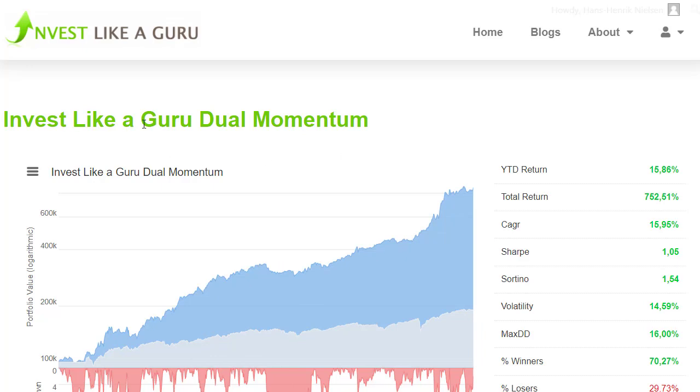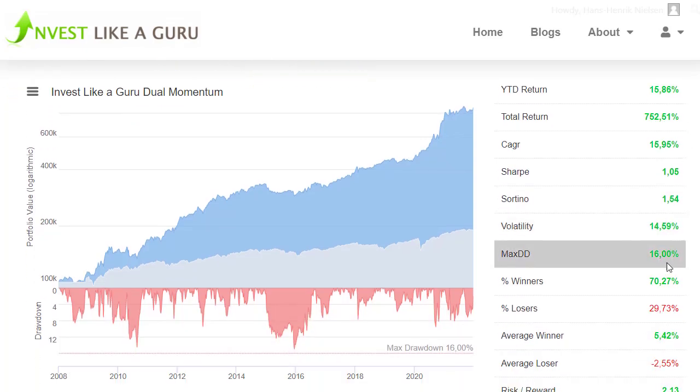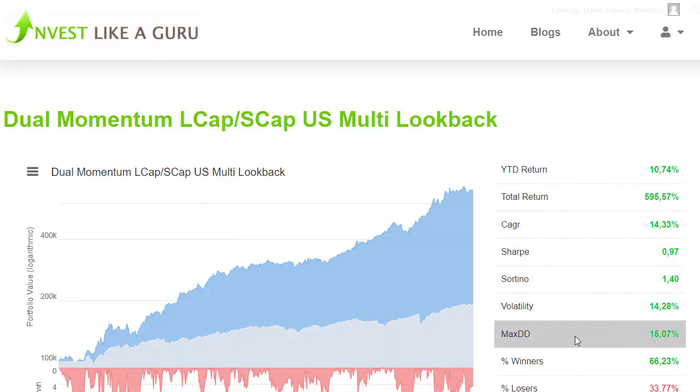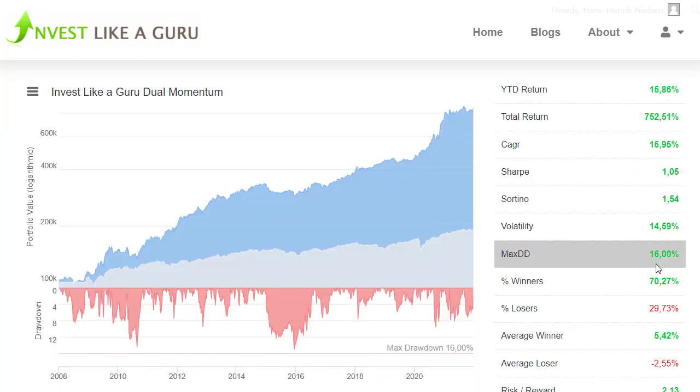Now in this Invest Like a Guru dual momentum, you can see that the CAGR has shot up even more to around 16%, giving us a total return of 752% over this time span. Year to date is around 16%, and you can see that the Sharpe is also up to around 1.05 here. The max drawdown is 16%, and you can see that the max drawdown in the other strategy here was 15.07%. So 1% higher here, but again with a higher Sharpe ratio, a better volatility and so on, that is definitely something I could live with.